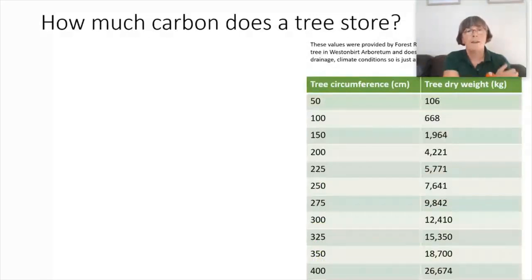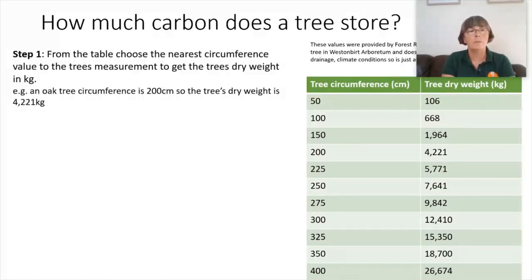Next, we can find out how much carbon a tree stores. And this time we're going to use a different example. We're going to use the example of an oak tree with a circumference of 200 centimetres, and that oak tree would be about 100 years old. The first thing to do is to look at our table and find out what the dry weight of that tree would be. And that would be the weight of the tree with all the water in it taken out.